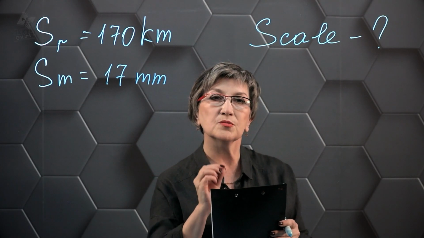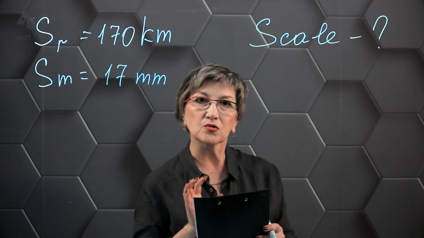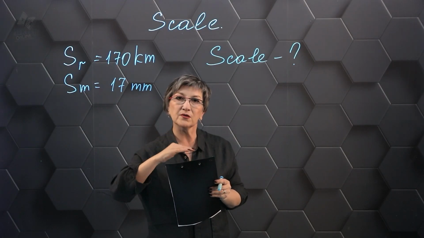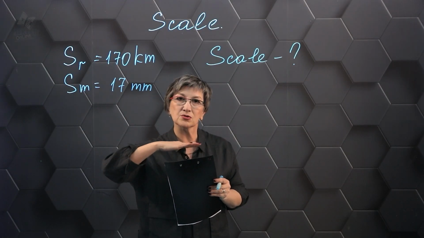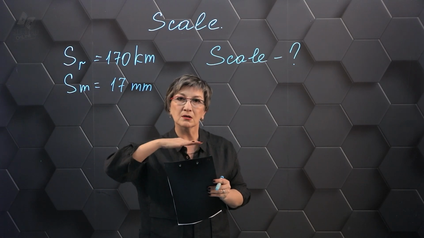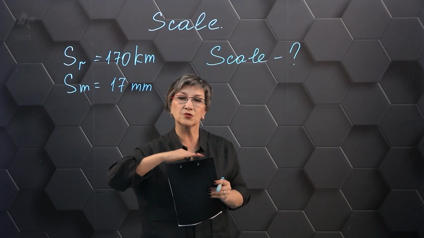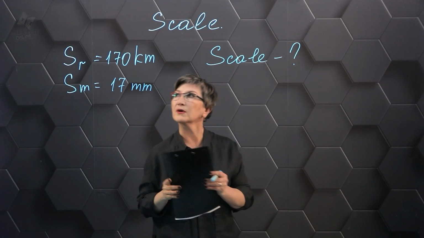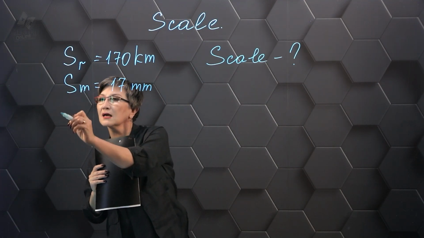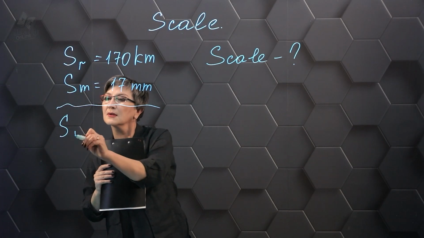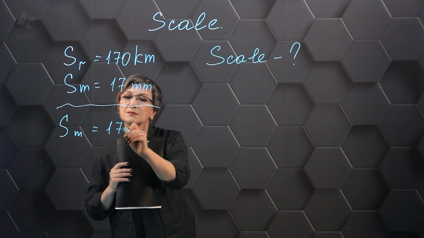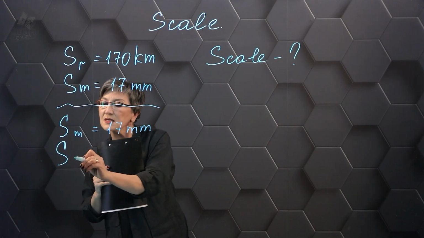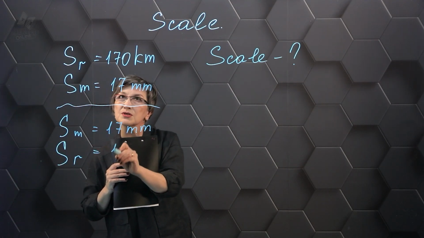And now, in order to solve this problem, let's write down the condition. You and I have come to an agreement that we will utilize a single line of information to document the data about the distance on the map on one line and the distance on the ground on the other line. Let's write down this condition. The distance on the map is 17 millimeters. The distance on the ground is 170 kilometers.